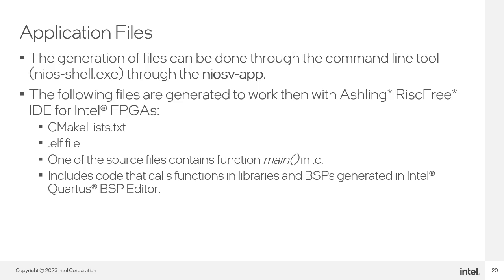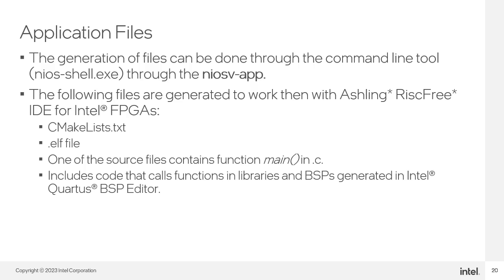The cmakelists.txt compiles the source code and links it with a BSP and one or more optional libraries, to create one .elf file. The cmakelists.txt file is the central component of the software project. It describes all the components of a software project and how they are compiled and linked. Those files are generated after BSP generation in Platform Designer is done.